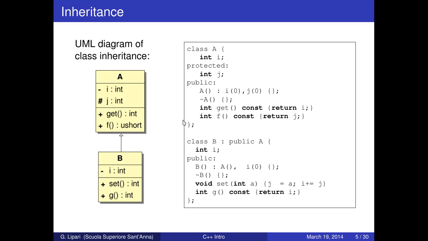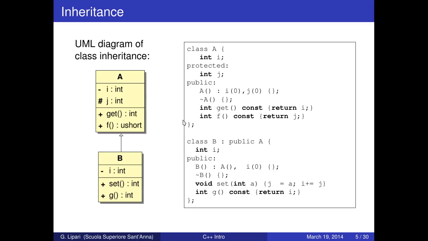Typically inheritance, and in general object-oriented programming, is represented using UML diagrams. This is the classical UML diagram of a class inheritance. On top you see what is called the base class, class A, and on bottom you see what is called the derived class. In this example, B is deriving from A. So basically B extends A, or if you want, B is a more specific version of A.